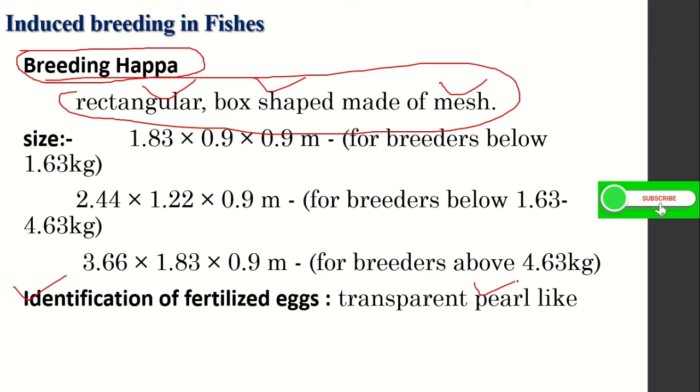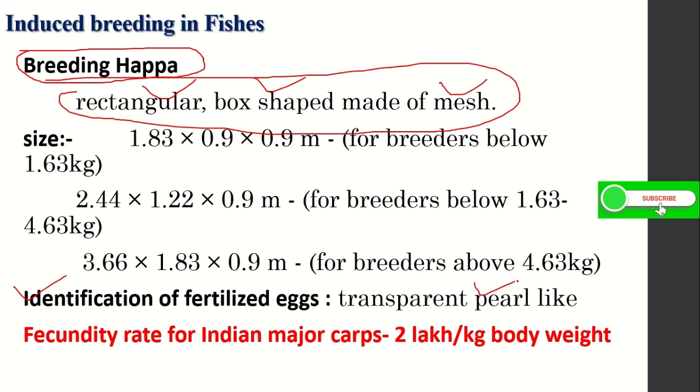And lastly, the fecundity rate of Indian major carp is about 2 lakh per kilogram body weight. This is about the technique called the induced breeding technique in fish breeding.